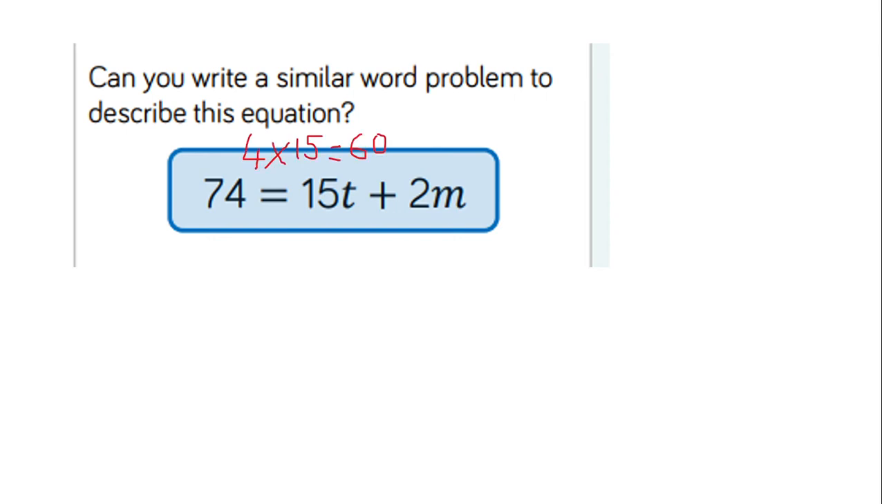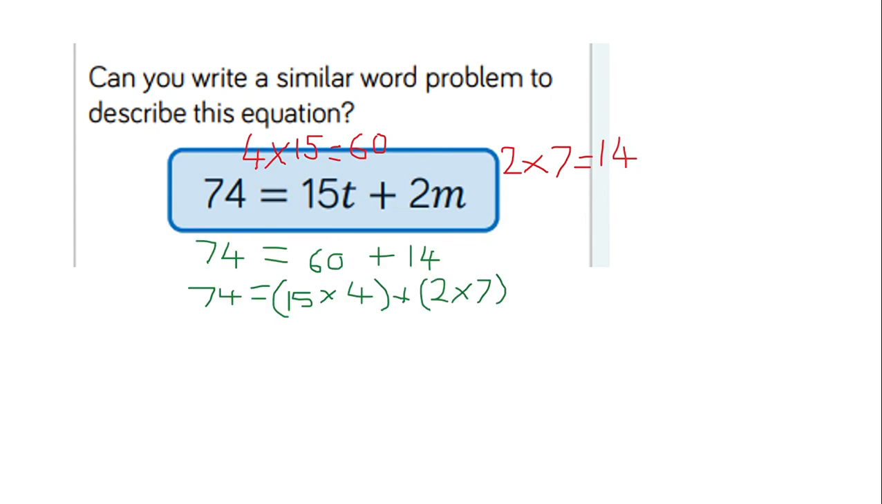Okay, so using the advice that I gave you, I tried to work out the problem. So I know that I'm going to a target number of 74 and I've got the number 15 and the number 2. So I'm going to be going up in the 15 times table. So 4 times 15 is actually 60. And that would only leave me with 14. So then M could be 7. So I know that my T is going to equal 4 and my M is going to equal 7.